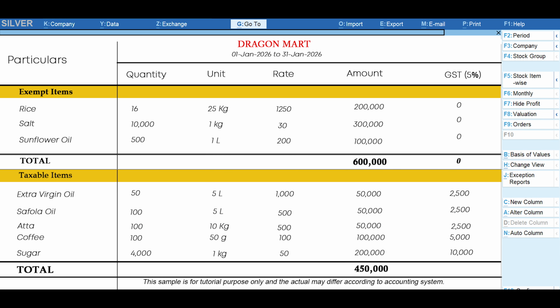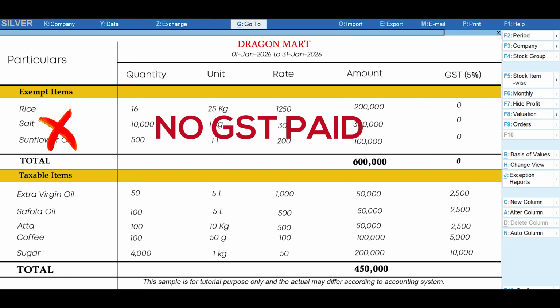Let's start with what Dawa does not enter. Why not? These items didn't attract GST at point of entry. No GST paid, so nothing to claim as input tax credit. Remember, these transactions still exist in Dragon Mart's financial records, just not in the GST return.